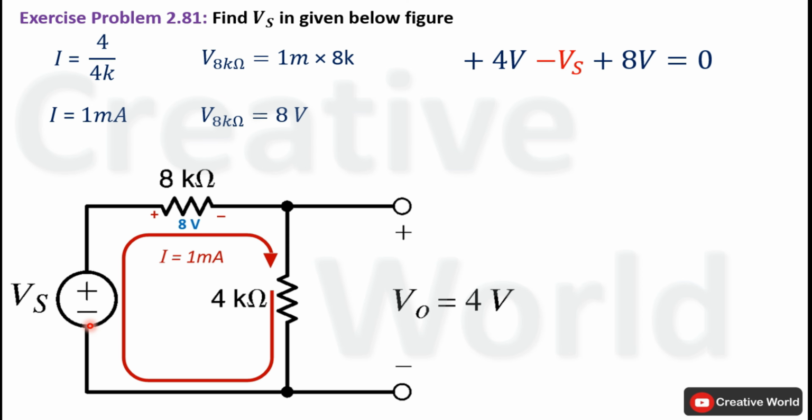Next element is the voltage source. Current entering terminal is negative. So the voltage of this voltage source will be taken with negative sign, minus Vs. Next is the 8 kilo ohm resistance. Current entering terminal is positive. So 8 volt will be taken with positive sign. Now add 8 volt and 4 volt together. Their sum will be 12 volt. Place minus Vs on the other side of the equal sign to calculate its value. So the value of Vs will be 12 volt.